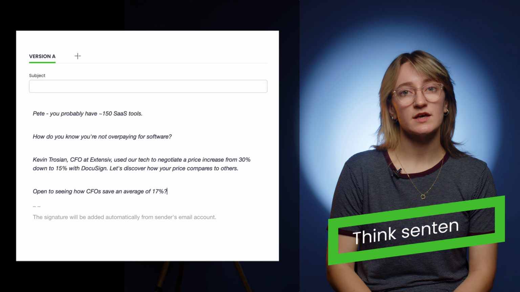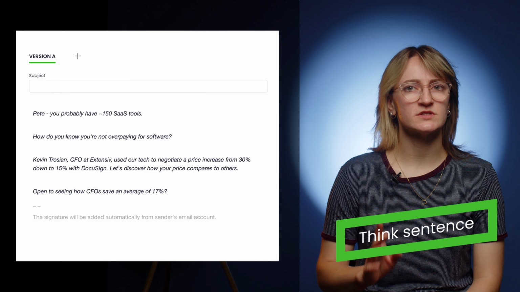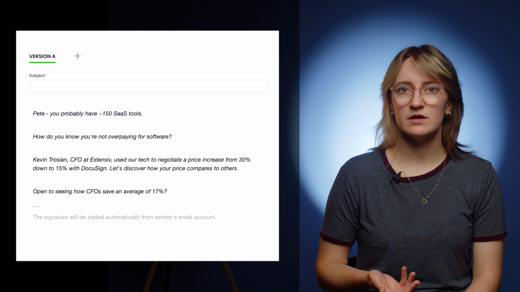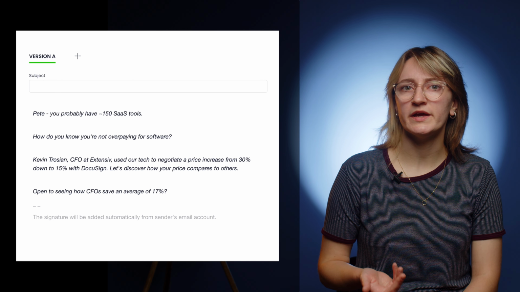The second is a think sentence. Get the prospect to consider how or if they are preparing to deal with this challenge. So, for example, how do you know you're not overpaying for software?